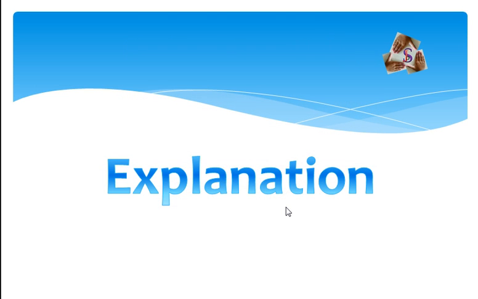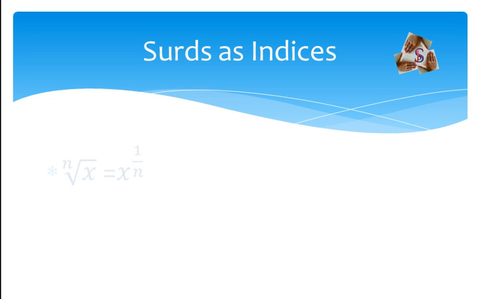Proceeding further to our next section, that is the explanation section. Here I'll be discussing about simplifying surds to simplest form and the various operations on surds. Surds as indices. Now let us see how the law of exponents are also being applied here. As I'd already told, nth root of x means x to the power of 1 by n.